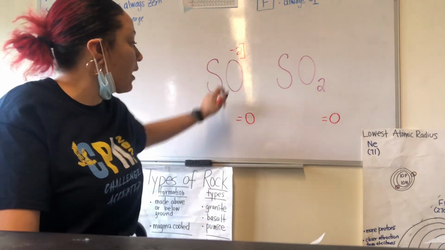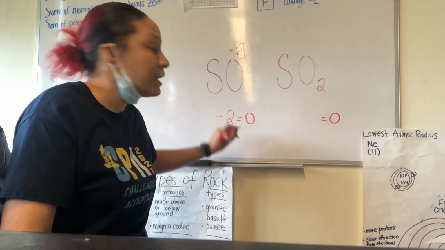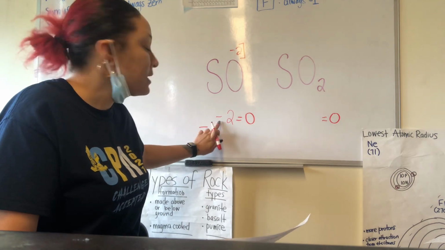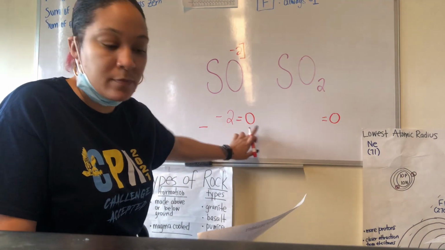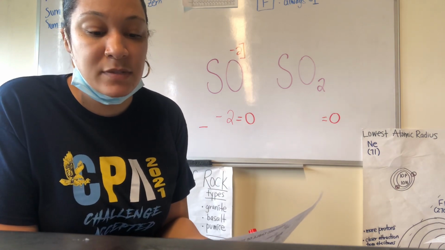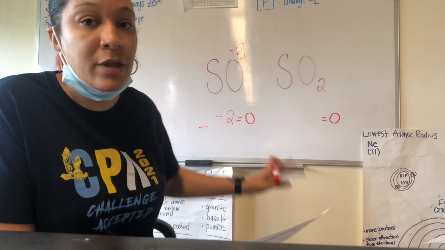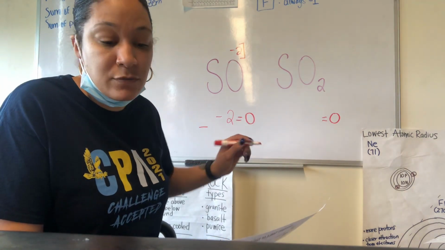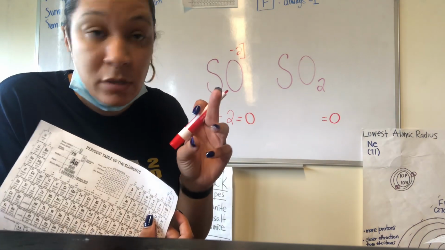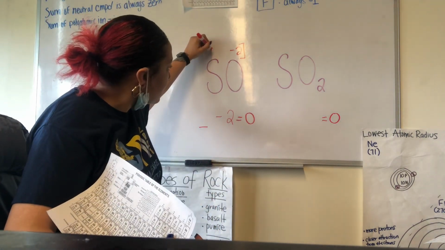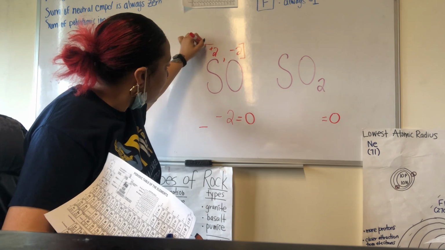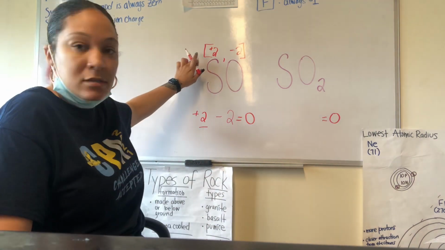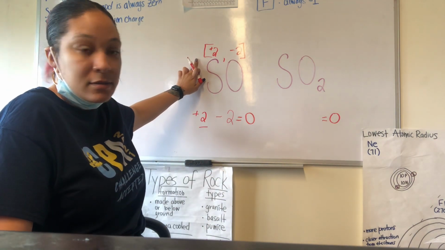Well, we already have -2. So what plus -2 equals 0? Well, if sulfur has +6, +4, +2, -2, we already have a -2 here. 2 minus 2 equals 0. So that +2 that you found now goes up here. And down here. But this is the answer, okay?